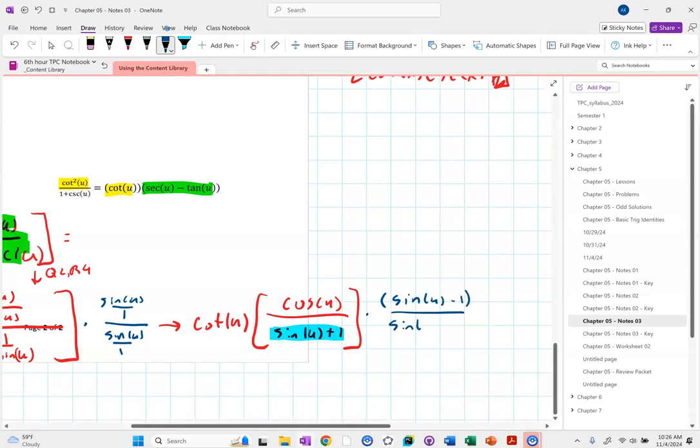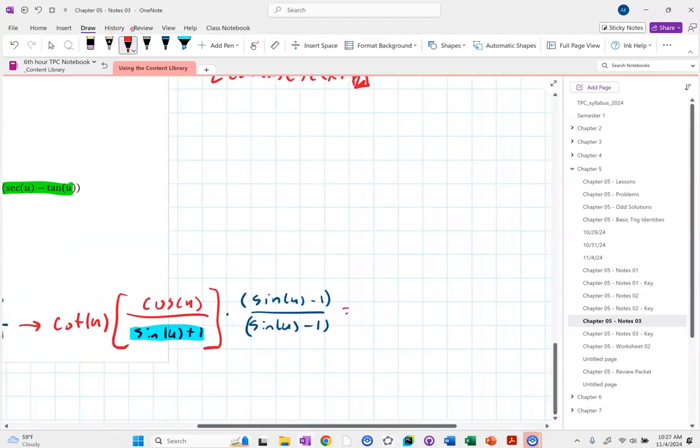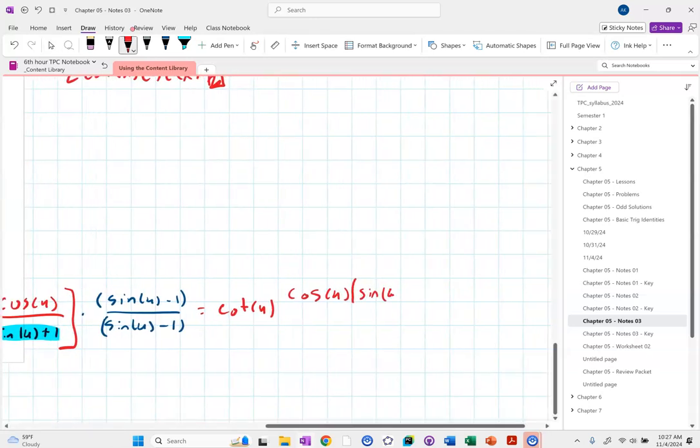So whenever I see something to the first plus 1 or something to the first minus 1, almost always it's going to be helpful to multiply by the conjugate type of thing. That's typically not going to get you in any kind of trouble. So I do that. On top, I'm going to have cosine u times sine u minus 1. And on the bottom, I'm going to have sine squared u minus 1.